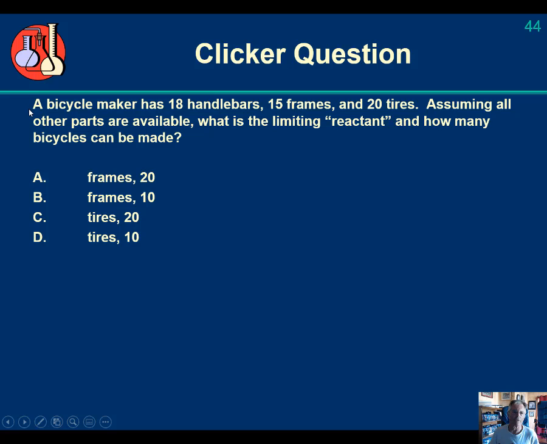So here is a limiting component problem, which is similar to a limiting reactant problem. This time we're just making bicycles. And you're given 18 handlebars, 15 frames, and 20 tires, and assuming all other parts are available, what is the limiting reactant or limiting part in manufacturing bicycles? So here's how I recommend that you approach this.